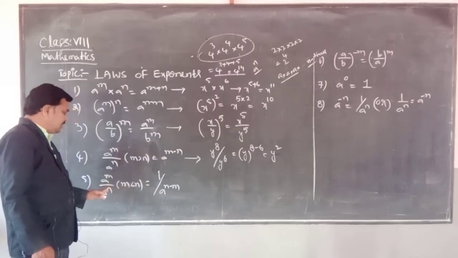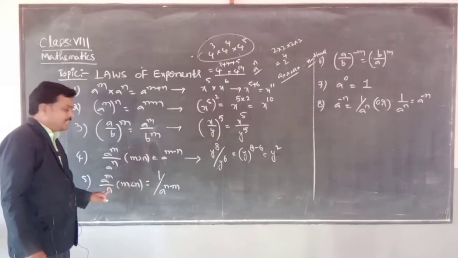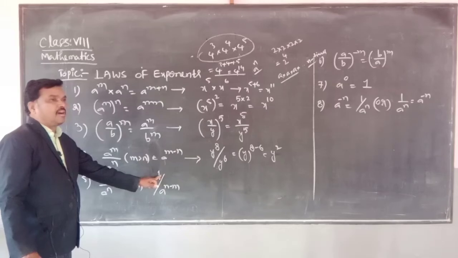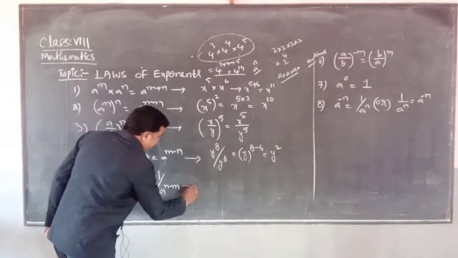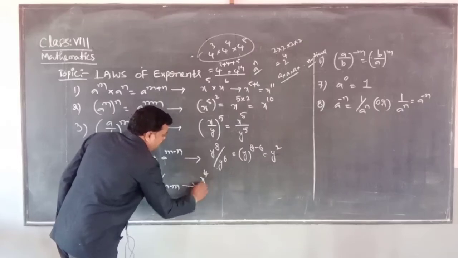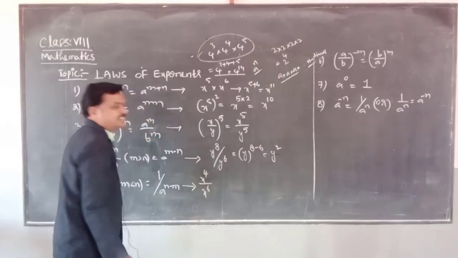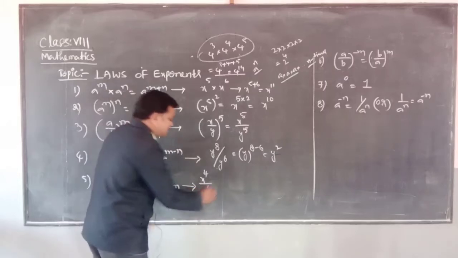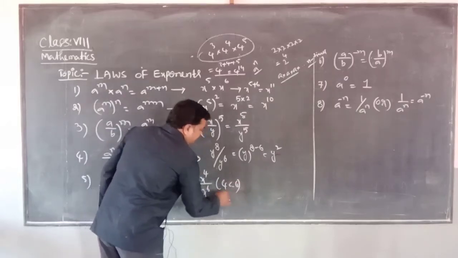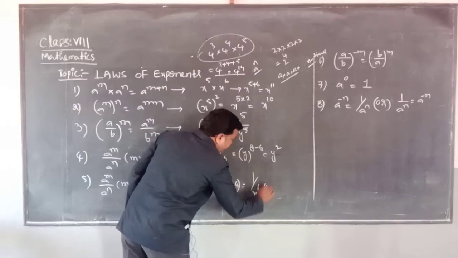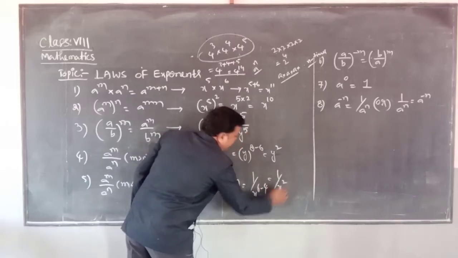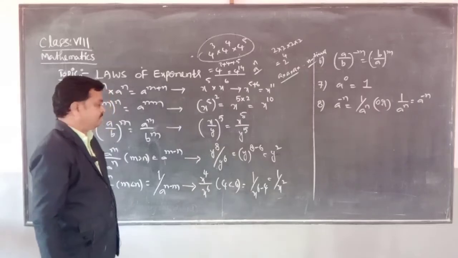Then the fifth one, where m is less than n. It means the numerator power is less than the denominator power. The answer will become 1 by a to the power of n minus m. See, x to the power of 4 by x to the power of 6. Here 4 is less than 6, then we can write 1 by x to the power of 6 minus 4, which is equal to 1 by x square.